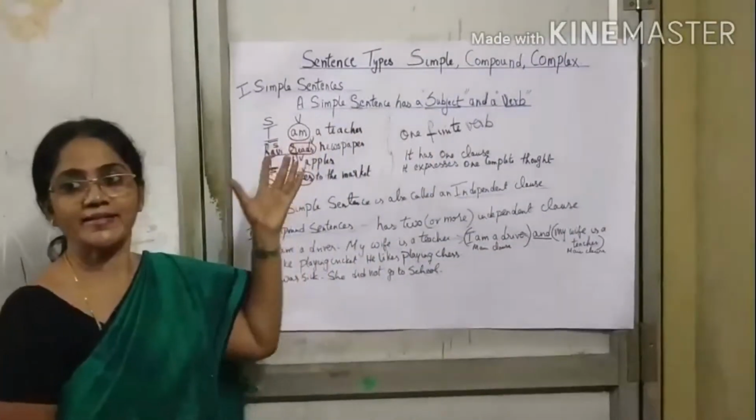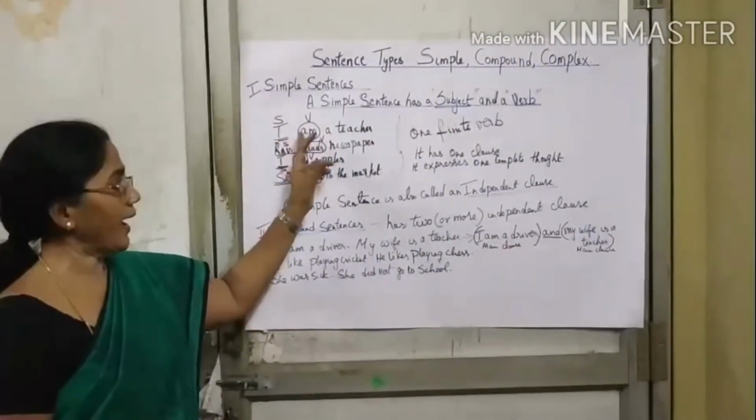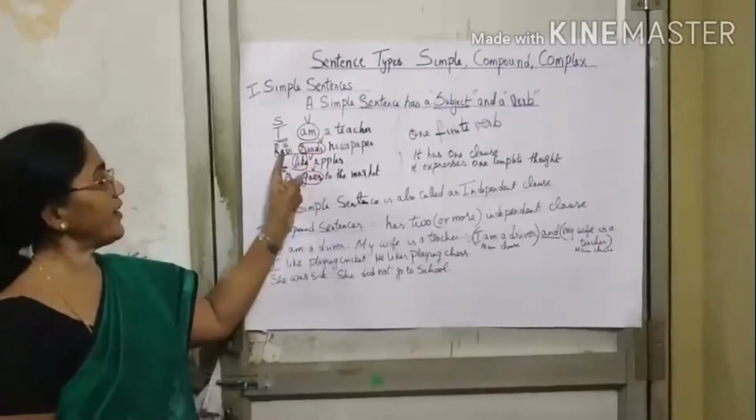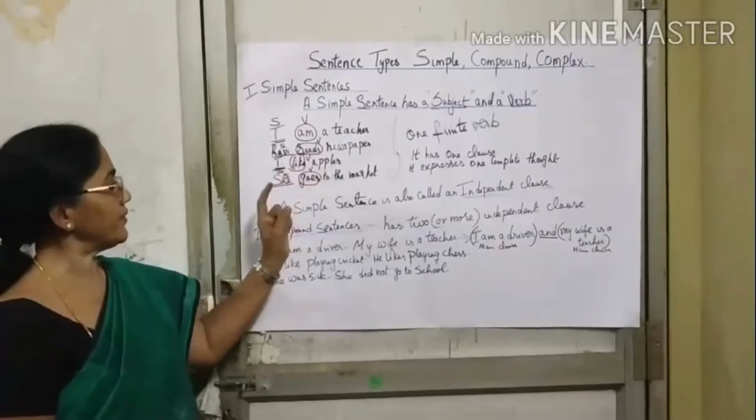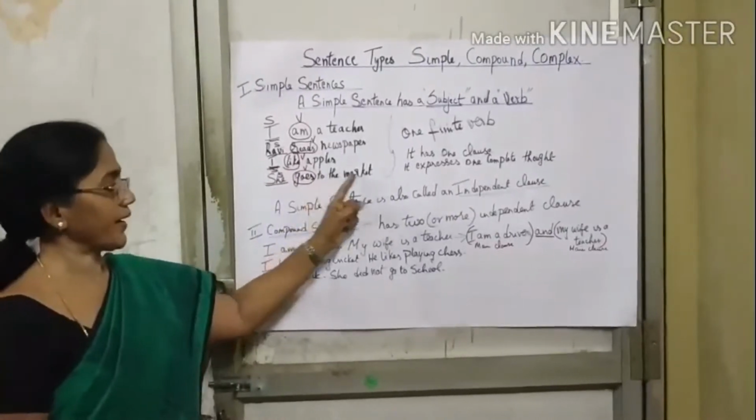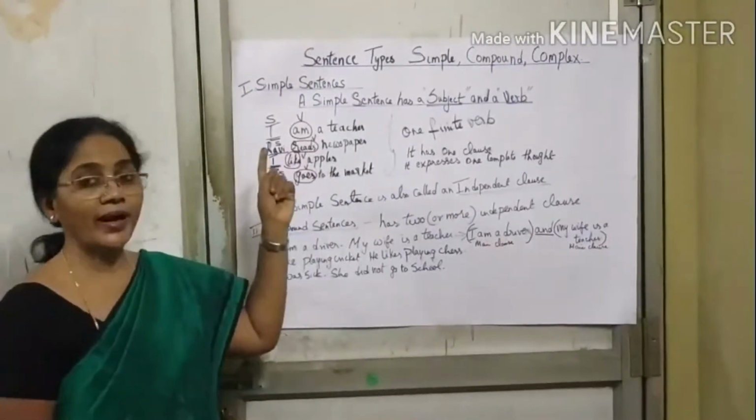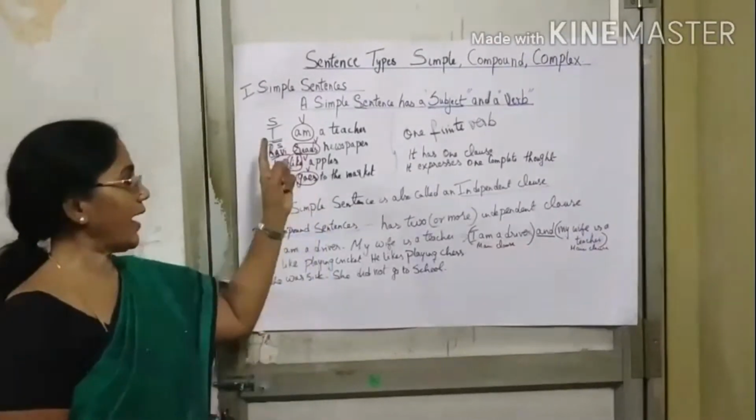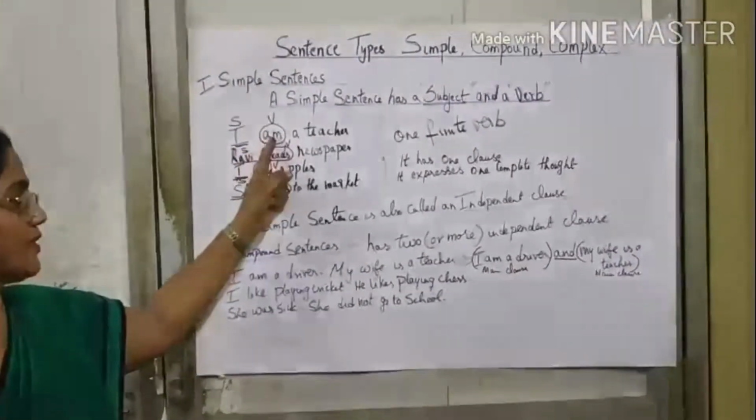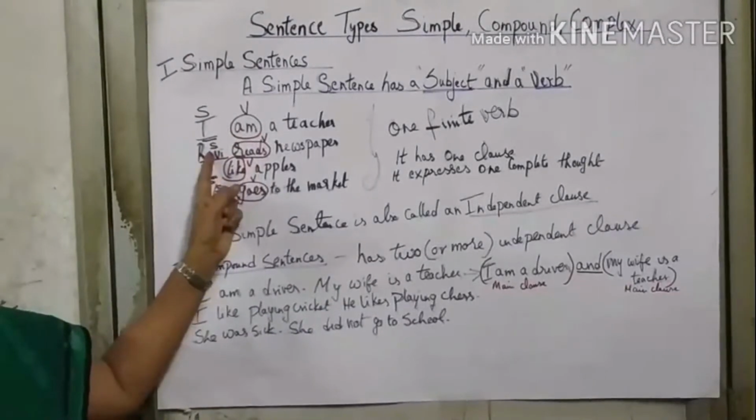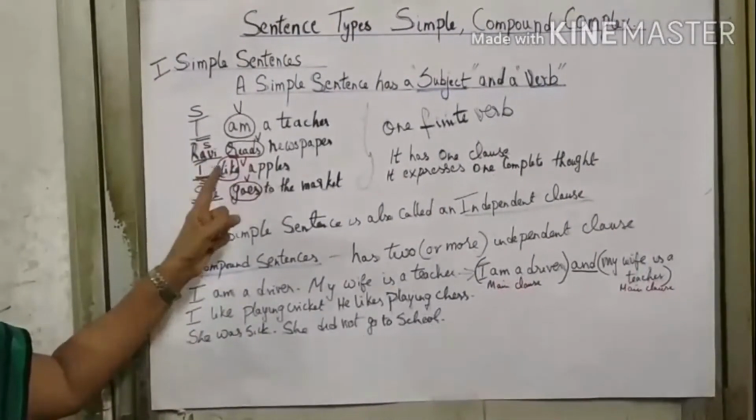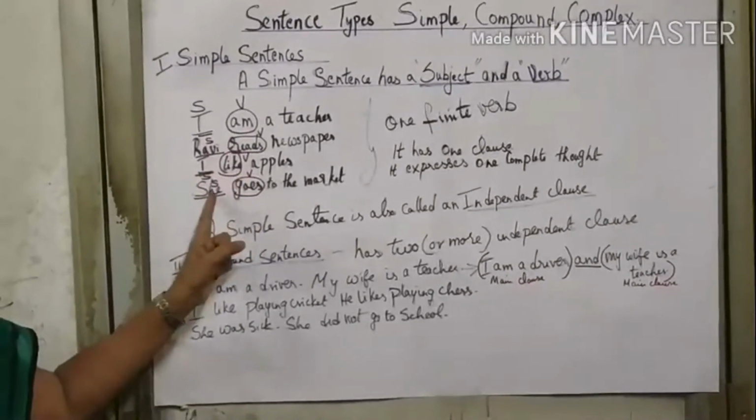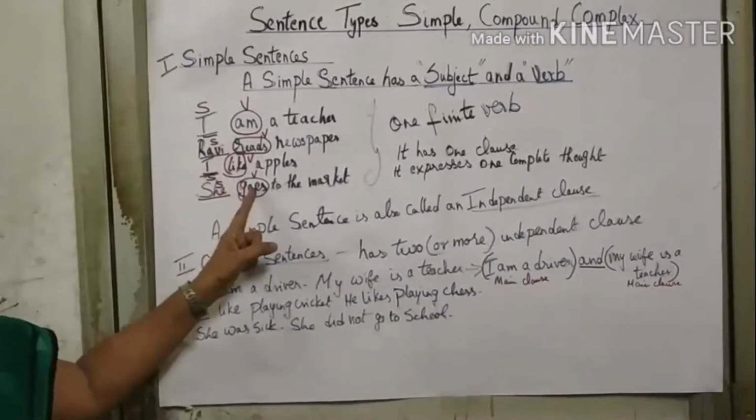Now let us look at the example. I am a teacher. Ravi reads newspaper. I like apples. She goes to the market. Now, look at the subject and the verb. I is a subject, am is a verb. Ravi is a subject, reads is a verb. I is a subject, like is a verb. She is a subject, goes is a verb.